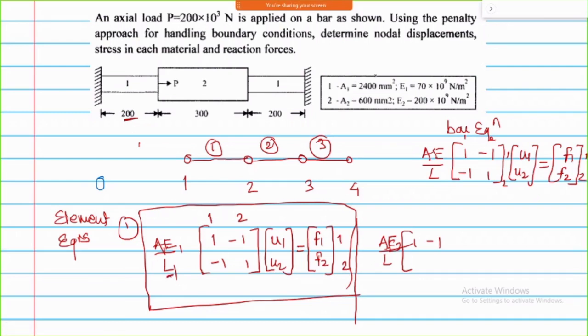A1 is given here as 2400 or something like that. So you can go on doing this: minus 1, 1, and 1. Here the numbers are 2 and 3. This is U2, then U3, then you can have F2, then F3, here it is 2 3. So this is for element number 2.